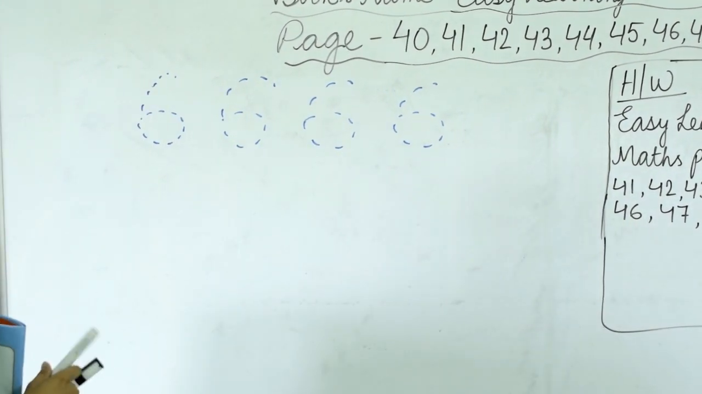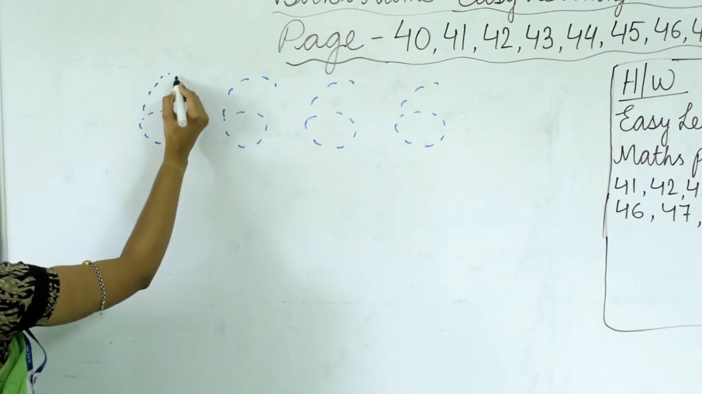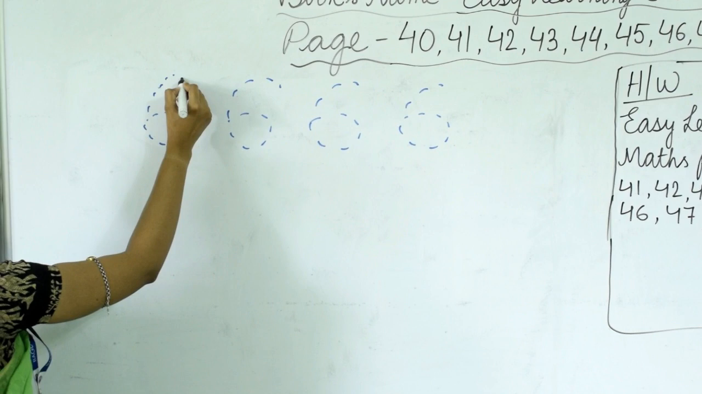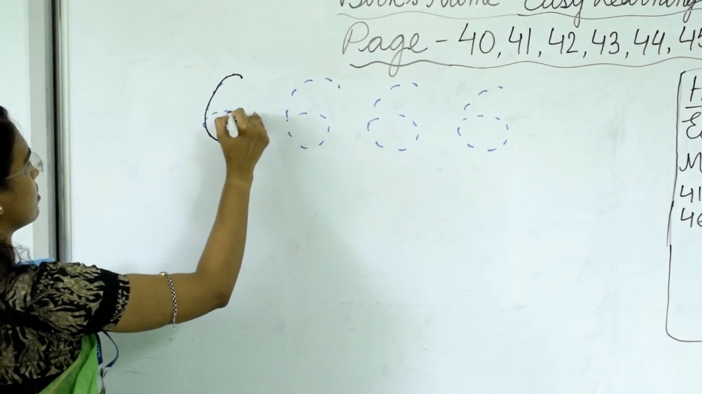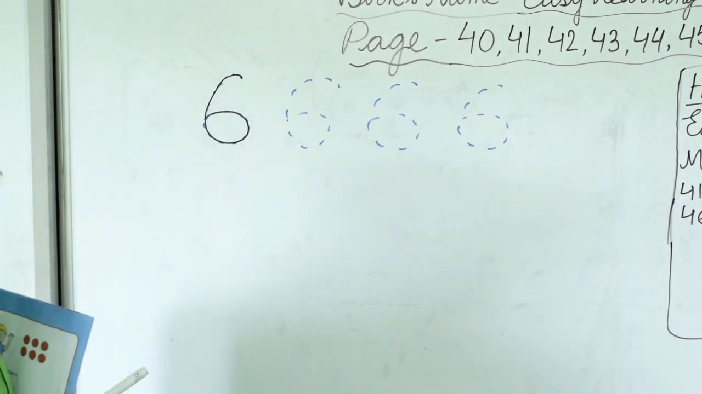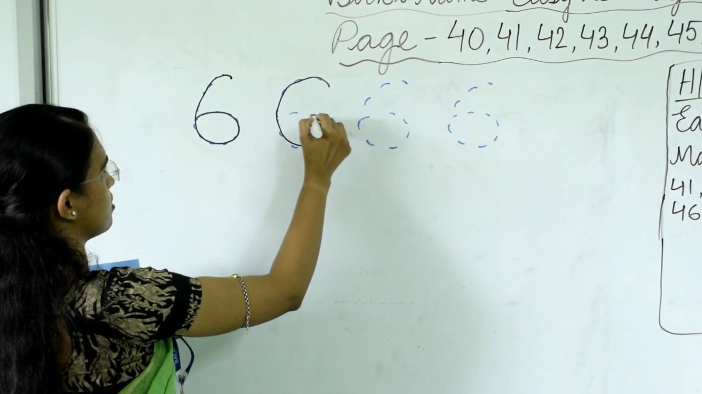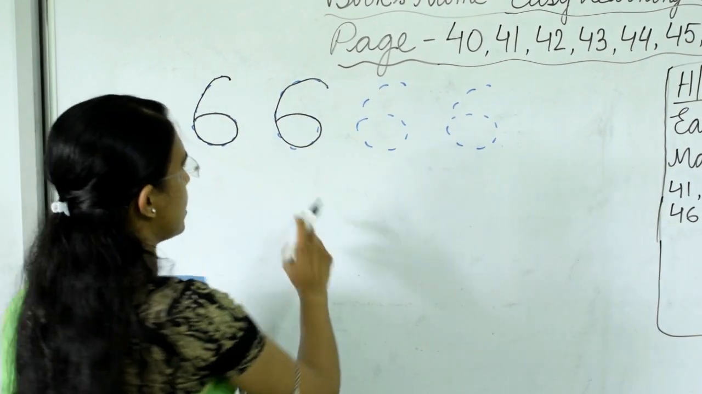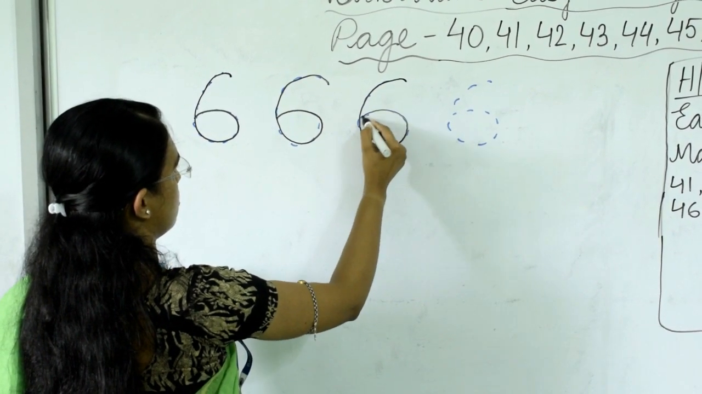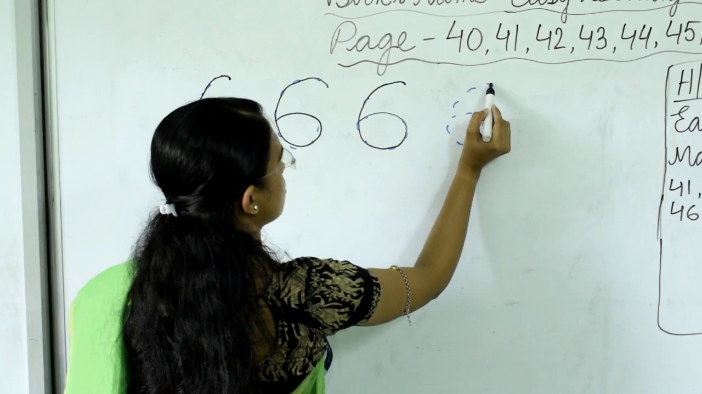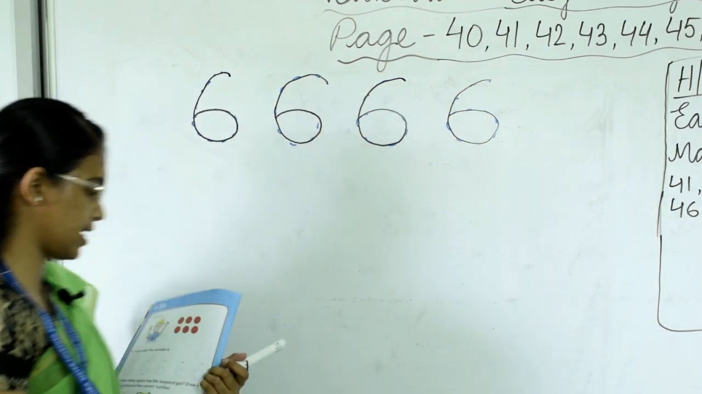Six is written like this. So you have to put your pencil from here. Then from here you have to draw a curved line like this. This is number 6. From here, like this. Which number is this? 6. Like this, okay? This is number 6.